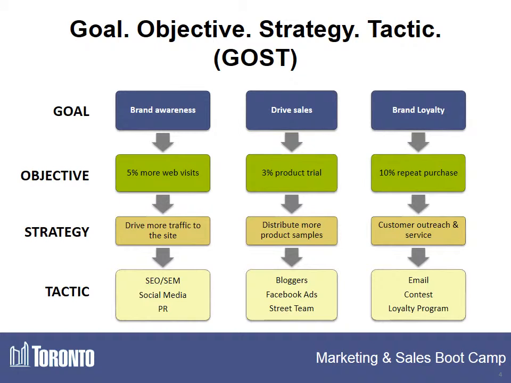And the last example is brand loyalty. So if you want people to buy more often from you, maybe you want a 10% repeat purchase, you may have to have more customer outreach and service. And how do you do that? Well, some tactics could be more effective and more frequent email, maybe offering a contest, or even having a loyalty program, buy 6, get 1 free, for example.